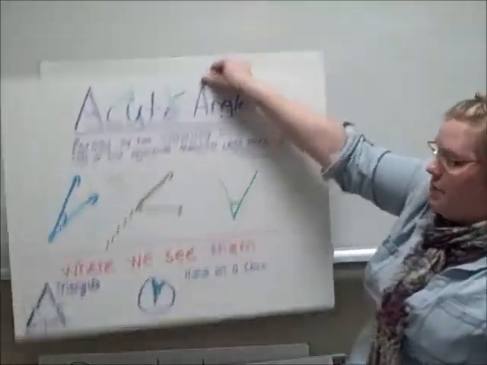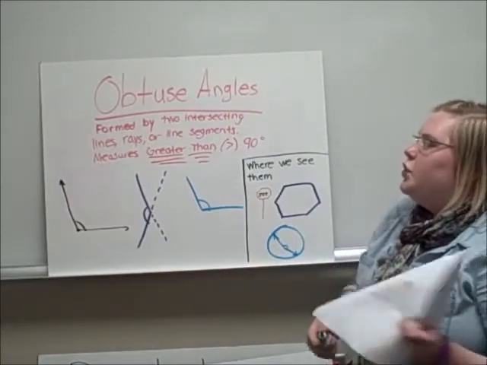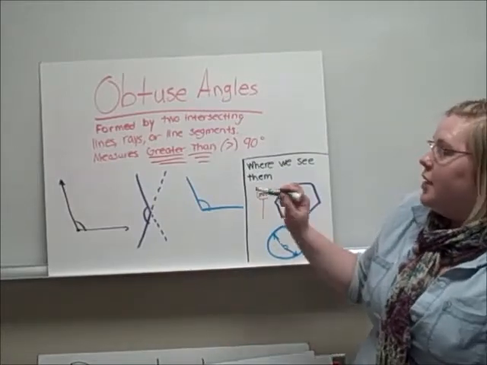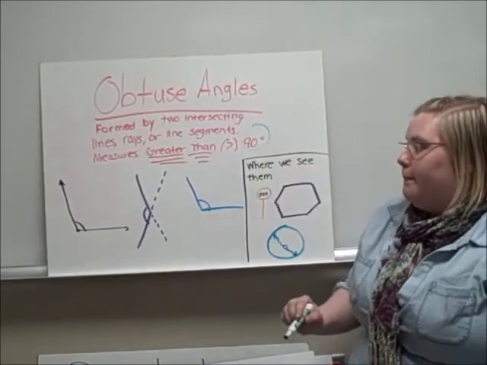There's one more type of angle that we're going to talk about, and that's an obtuse angle. So when 2 intersecting lines, rays, or line segments measure greater than 90 degrees, so more than 90 degrees, they're bigger.